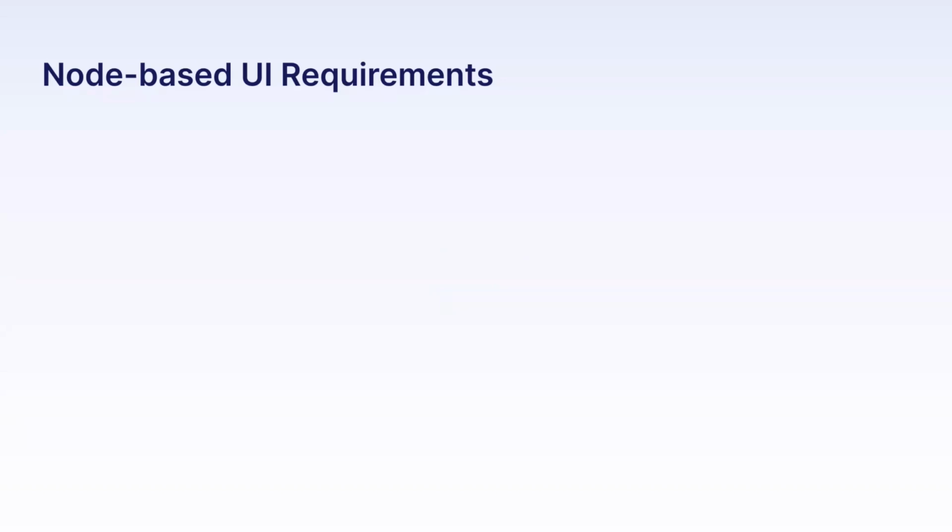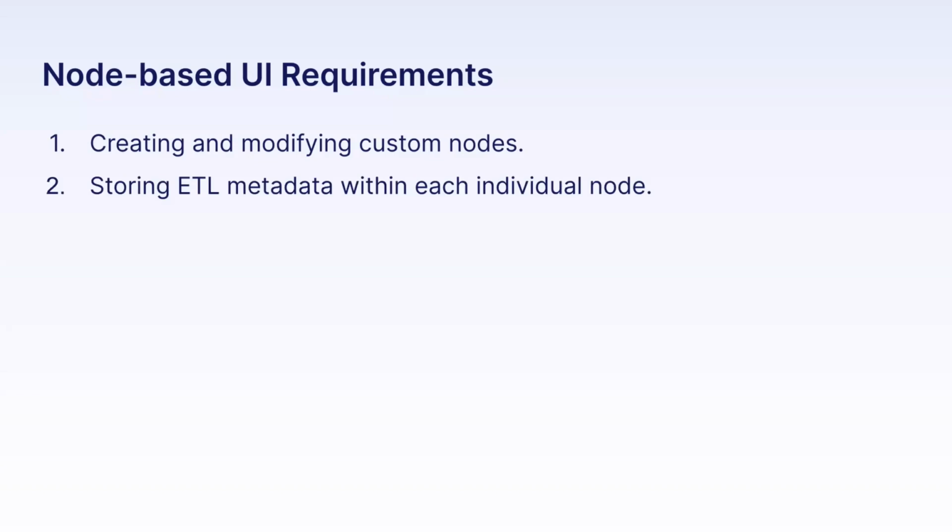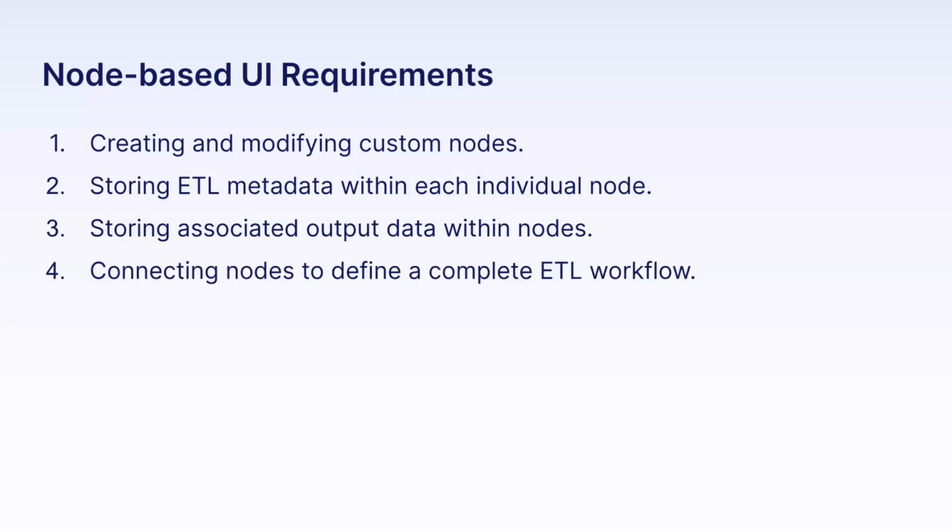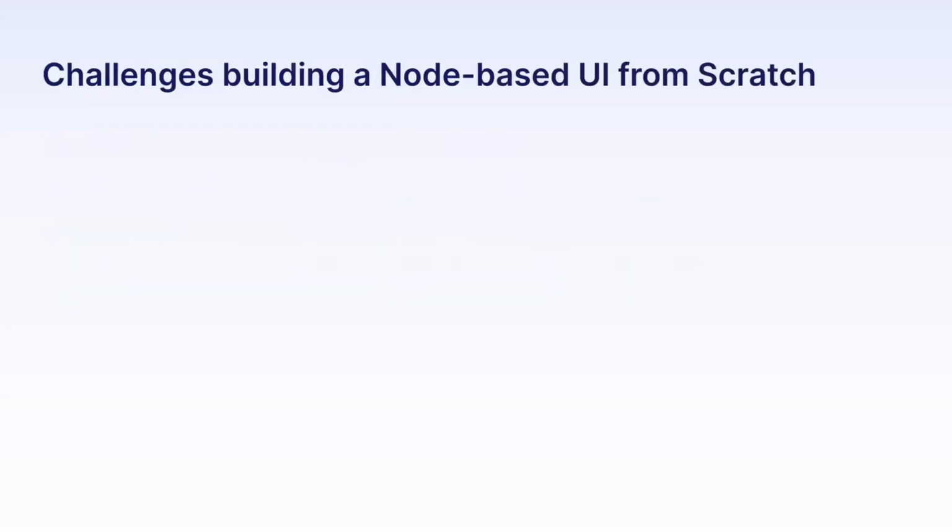Beyond the most basic functionality, we had a few additional ETL-specific requirements that a node-based UI needed to provide. These requirements included creating and modifying custom schedule, extract, transform, and load nodes, storing associated and specific ETL metadata within each individual node, storing associated output data within extract, transform, and load nodes. For example, an extract node should store the data retrieved from an API endpoint within a self-contained output property. And lastly, connecting schedule, extract, transform, and load nodes to define a complete ETL workflow.